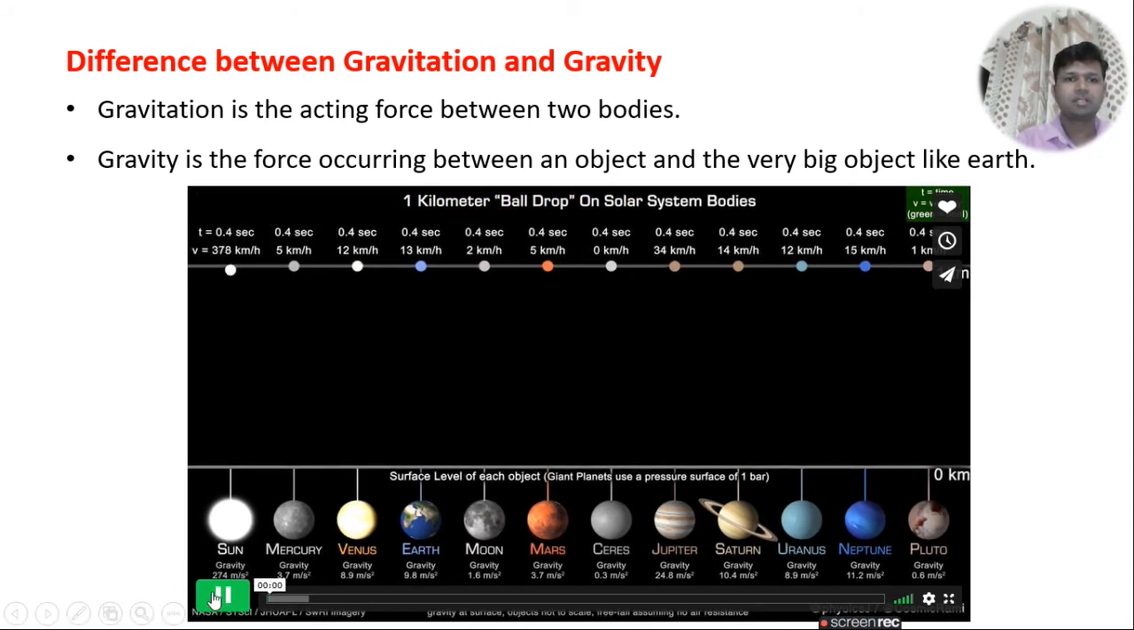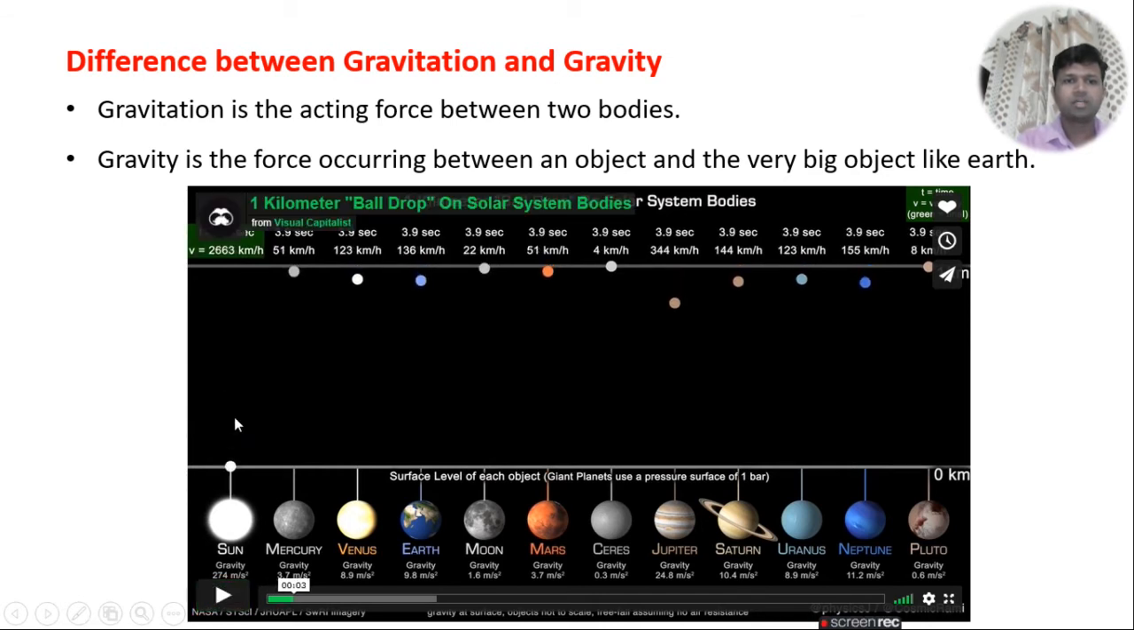So you can see this ball has reached the surface of the sun. Okay, so it has taken very less time. Its velocity was 2663 kilometer per hour. Okay, and the other balls are in this position. They have traveled this much distance only, whereas this ball has traveled 1 kilometer distance already. Now again I am playing the video.